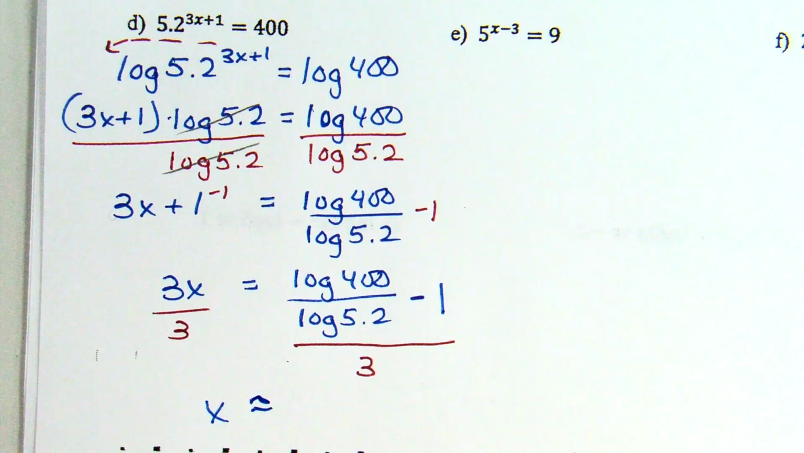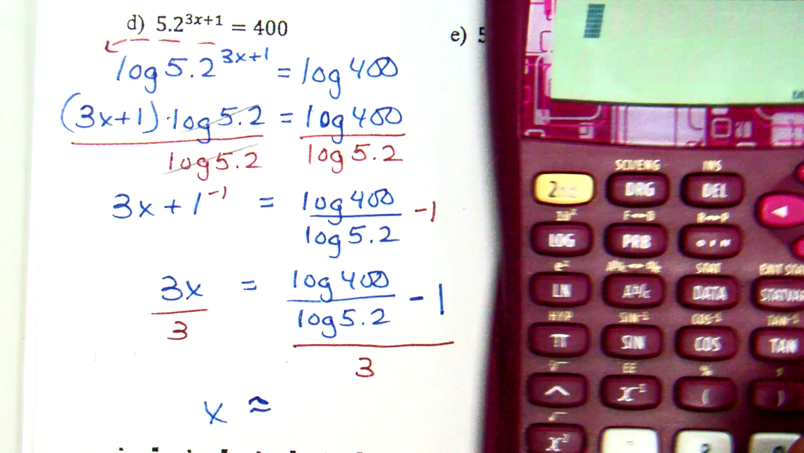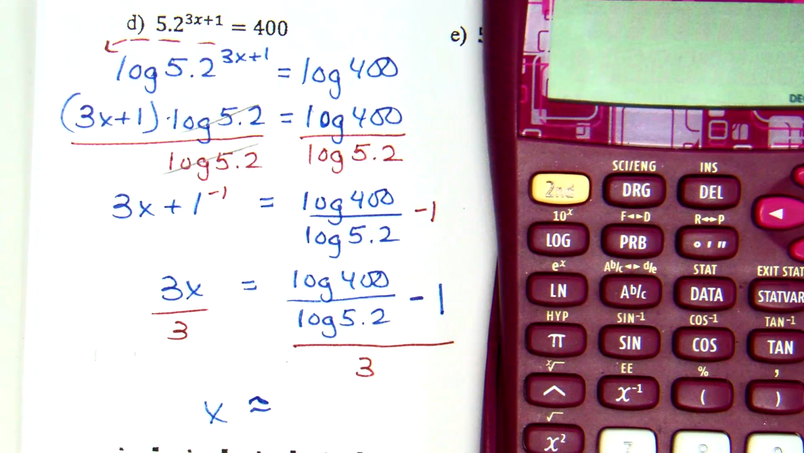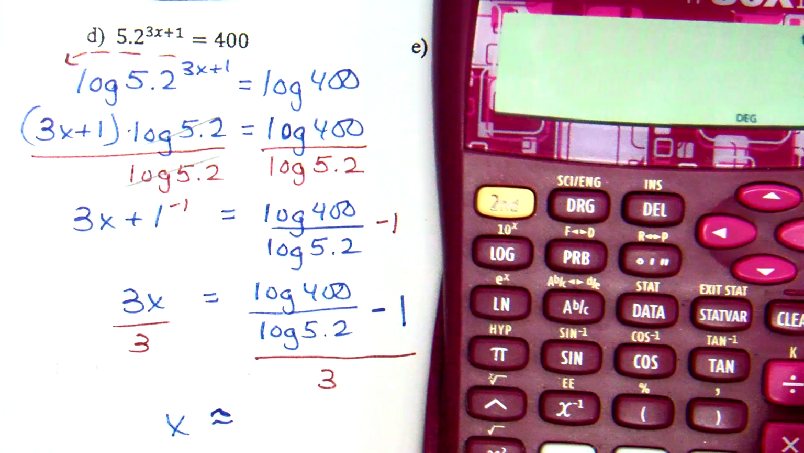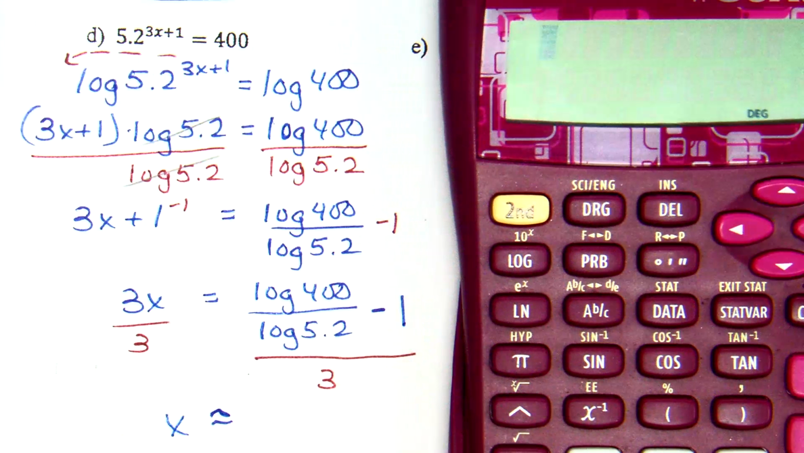Practice with the calculator, guys. Don't wait till test time to figure out how to work the calculator. I'm going to start with my logs. I'm going to divide my logs. I'm going to hit equals after I do that. I'm going to subtract 1. I'm going to hit equals after I do that. And I'm going to divide by 3. That's my recommendation of how to do this. You got a different way and it works out the same in the end? Go for it.